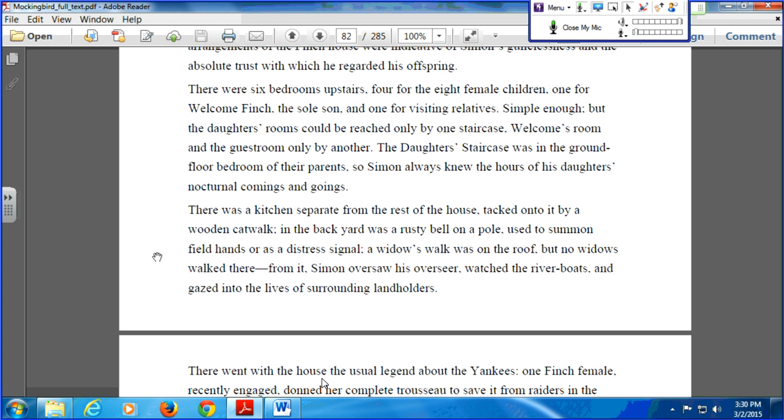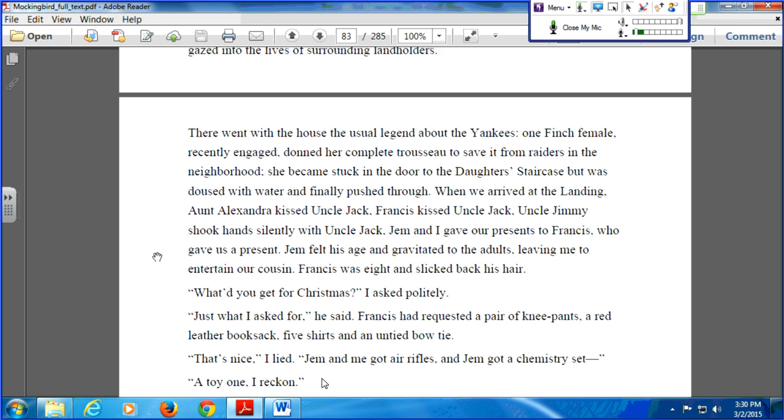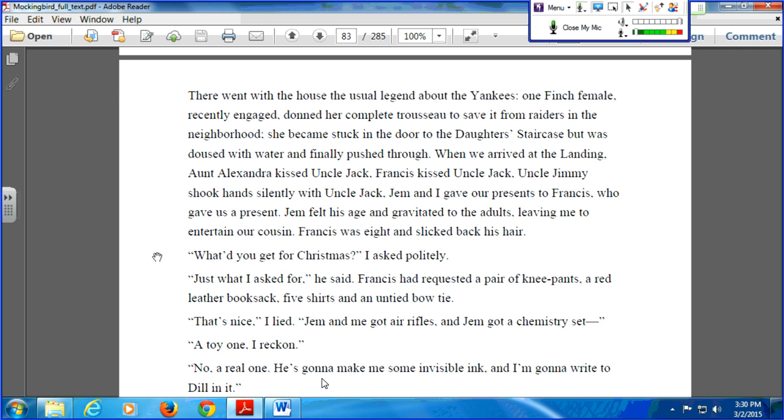There was a kitchen separate from the rest of the house, tacked onto it by a wooden catwalk. In the backyard was a rusty bell on a pole, used to summon field hands or as a distress signal. A widow's walk was on the roof, but no widows walked there. From it, Simon oversaw his overseer, watched the riverboats, and gazed into the lives of surrounding landholders. There went with the house the usual legend about the Yankees. One Finch female, recently engaged, donned her complete trousseau to save it from raiders in the neighborhood. She became stuck in the door of Dar's staircase, but was doused with water and finally pushed through.